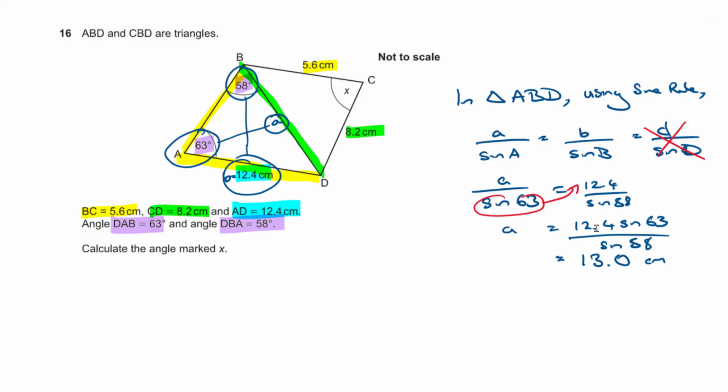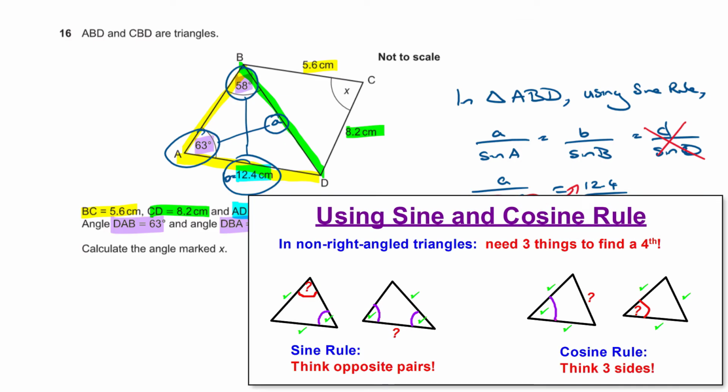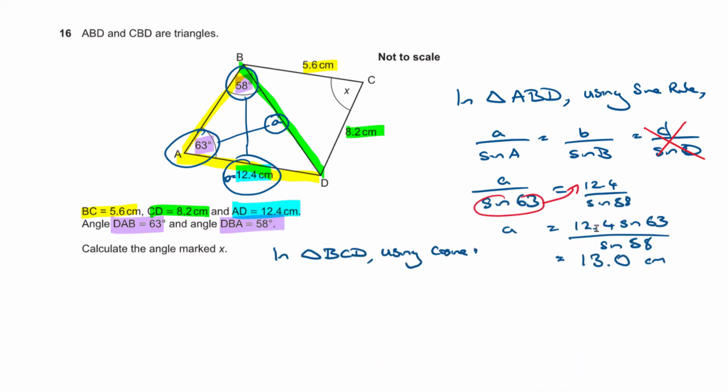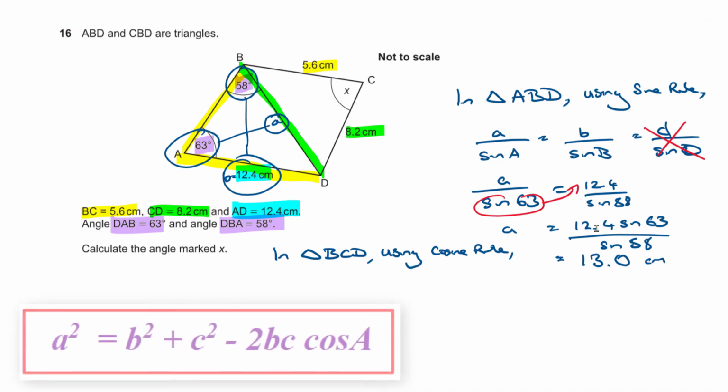Okay, now in my second triangle, I'm going to switch to triangle BCD, and this time I've got 3 sides and I want an angle. So if I've got 3 sides and I want an angle, that is the cosine rule. Using cosine rule. So what does the cosine rule state? I'm going to rename that A. It's actually the same thing as C in this triangle, isn't it? Because it's opposite side C. D, that's D there, and then that's going to be B.